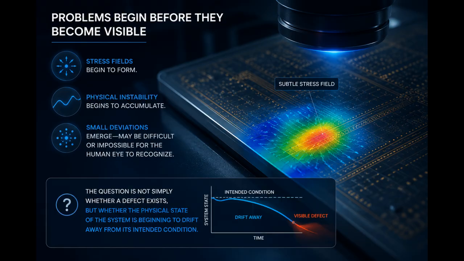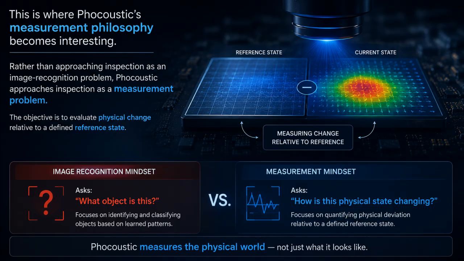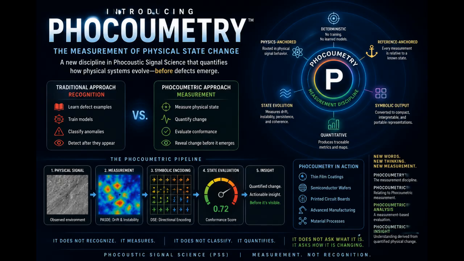This is where Phocoustic's measurement philosophy becomes interesting. Rather than approaching inspection as an image recognition problem, Phocoustic approaches inspection as a measurement problem. The objective is to evaluate physical change relative to a defined reference state. Instead of asking, "What object is this?" the system asks, "How is this physical state changing?" Phocoumetrics extends this measurement-centered approach by treating physical change as a quantifiable state rather than a simple pass-fail defect. Through reference-anchored comparison, directional drift analysis, and persistence-aware evaluation, it seeks to measure how systems evolve, deviate, and maintain conformance over time.